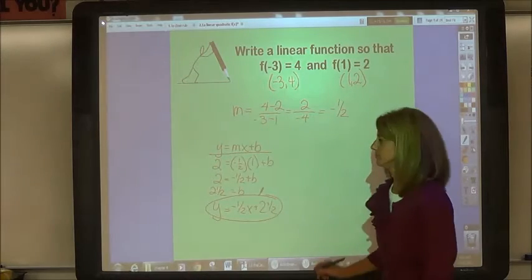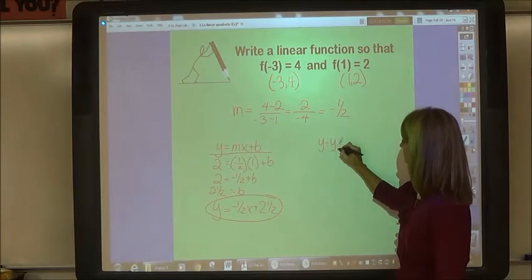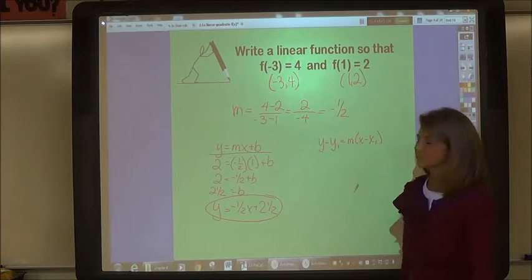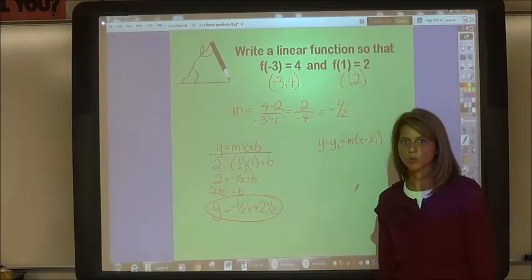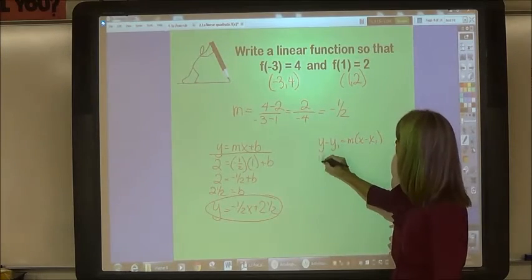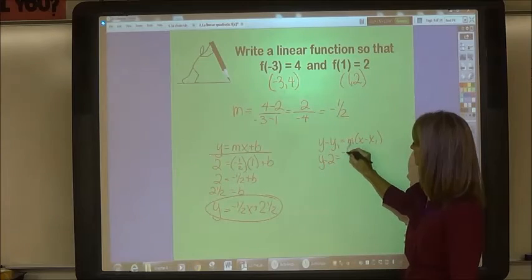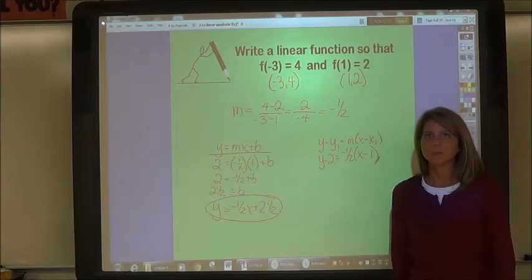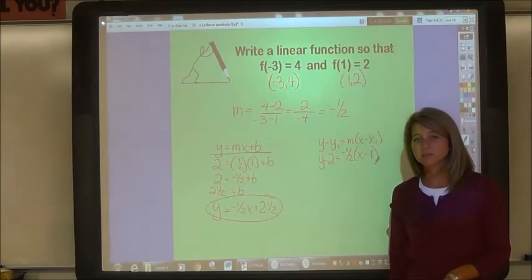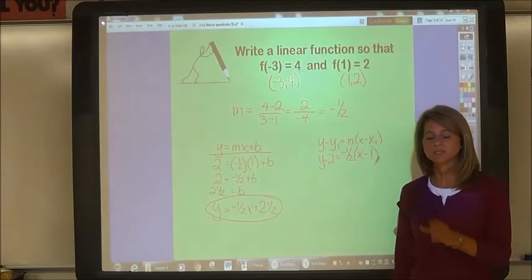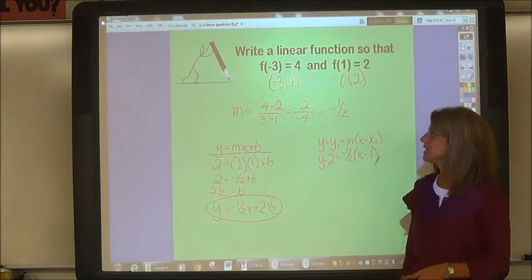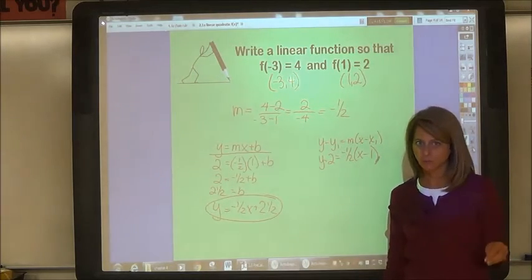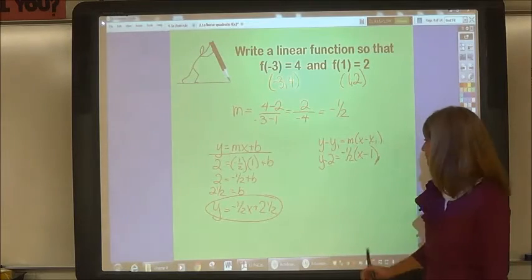Let's go try point slope. And again, I think I'm still going to stick with that point of (1, 2). Be careful if you have a negative x. This one says x minus 1 because it's x minus the x part of the point. If I went with the negative 3, I'd have to write x minus negative 3 or x plus 3.